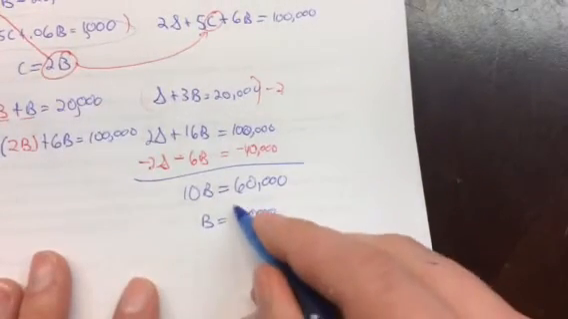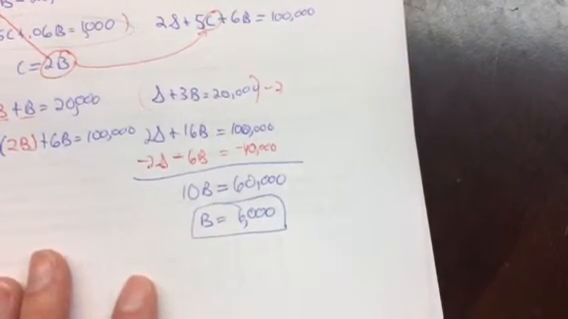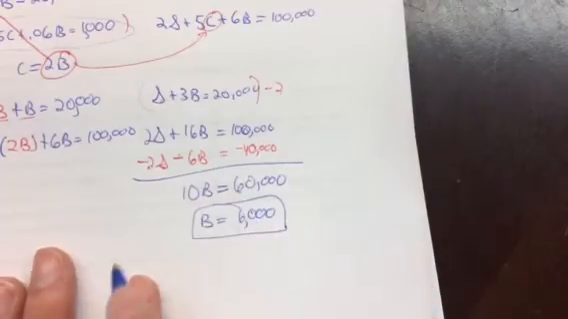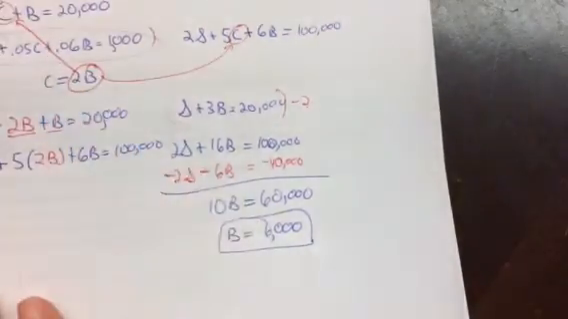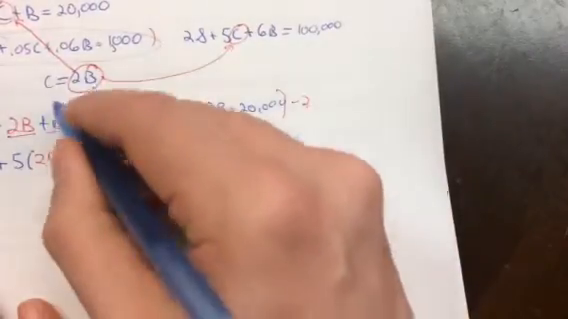Again, we need to go back and solve for the other variables. B is 6,000. Right here it says c is 2 times b, so that's an easy place to plug this in.